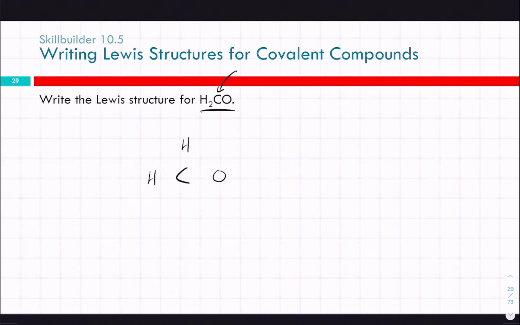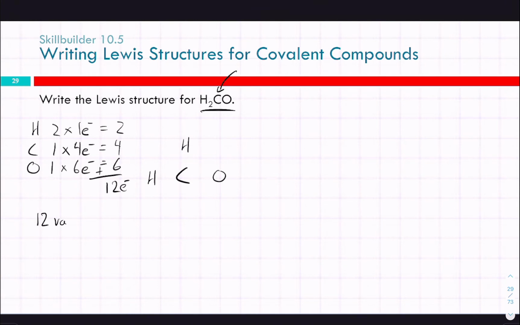without bonds. Now, how many valence electrons do we have? Yeah, so there's 2 hydrogens and they have 1 each. We have 1 carbon. That's 4. And then we have 1 oxygen, 6. So a total of 12 valence electrons.